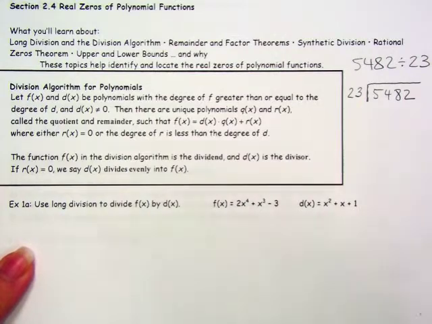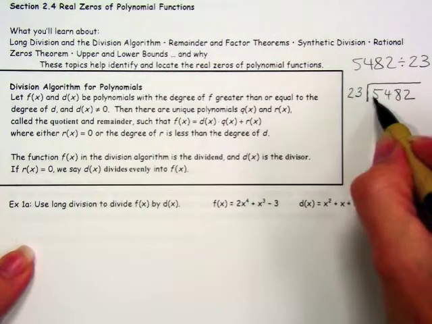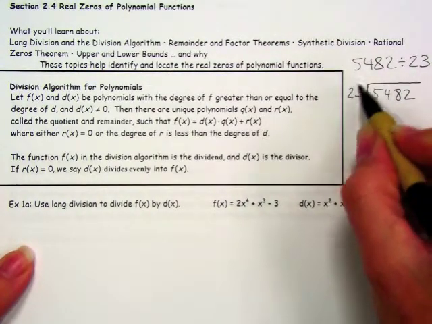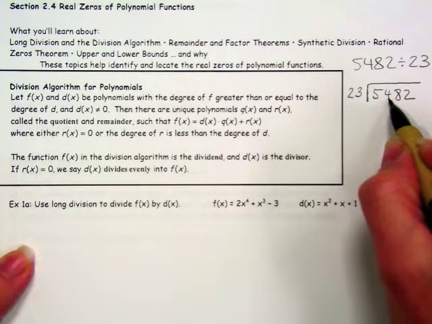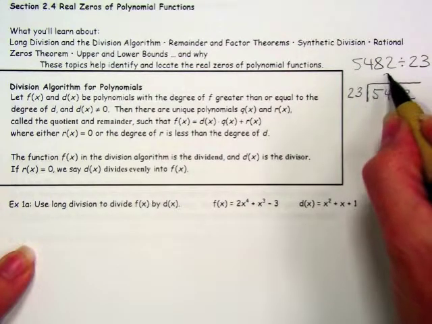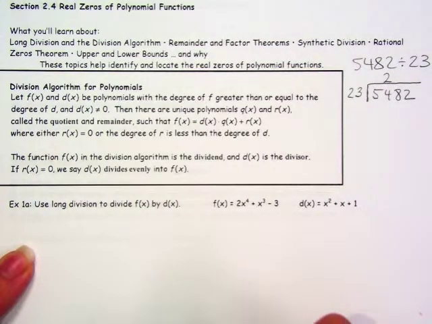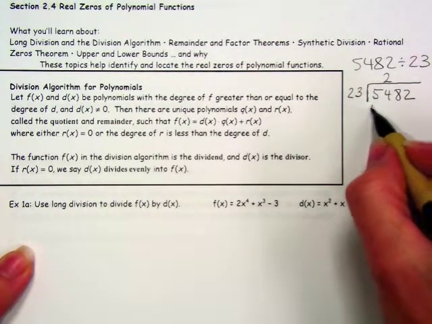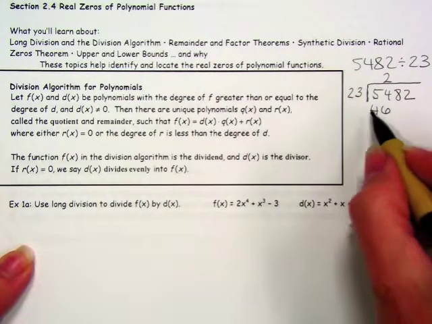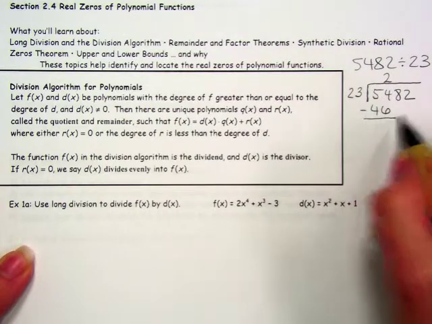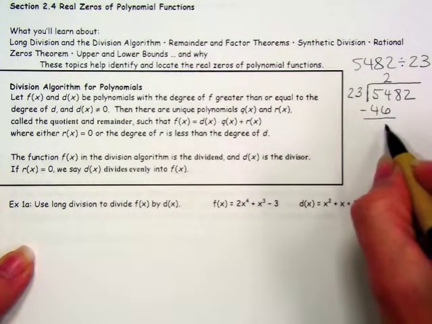To do that, we start by just focusing on parts of the numbers. We take the whole 23, but we say, does that go into 5? Well, it doesn't. So then we look at the next two digits, 54. Does 23 go into 54? It does. It goes in 2 times, so we put a 2 on the top. And we multiply the 2 times the 23 to get 46. And then hopefully you remember what you do. Hopefully you're thinking we subtract. And so we do. 54 minus 46 is 8.